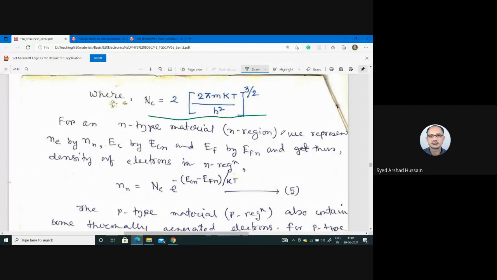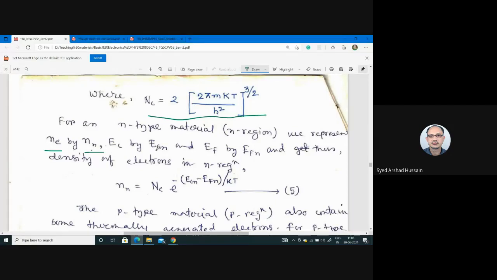Now for N-type material, you see this electron concentration in N-type as well as P-type, because we have two types of system in the same p-n junction. So now we change the nomenclature a little bit. For an N-type material, that is the N region of the p-n junction, we represent electron concentration Ne by Nn. Nn means electron concentration in N site.